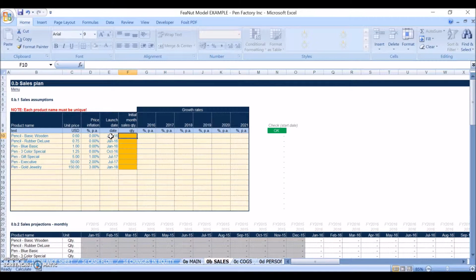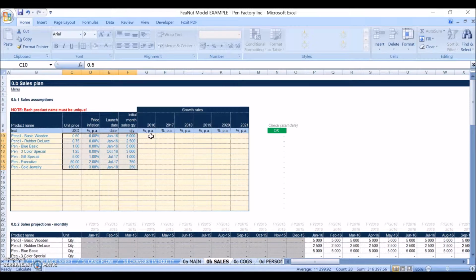Let's populate some quantities in here. So let's say this one will be 5,000. I'm just making these numbers up. So let's do something like this. 150. Obviously, we plan to sell less of these premium brands compared to the basic ones. So now we have a basic sales plan ready.